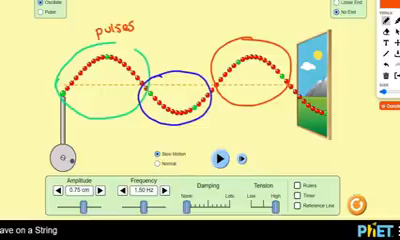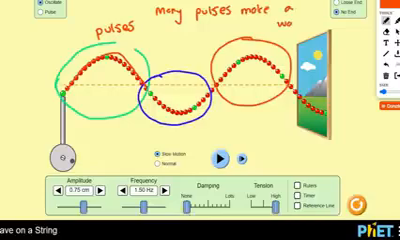What pretty much happens, and this is going to make more sense in a few moments, is that if you take a whole bunch of pulses, each like a single disturbance like that, and you put a whole bunch of them together, then you get a wave. So let's just say here that many pulses make a wave.